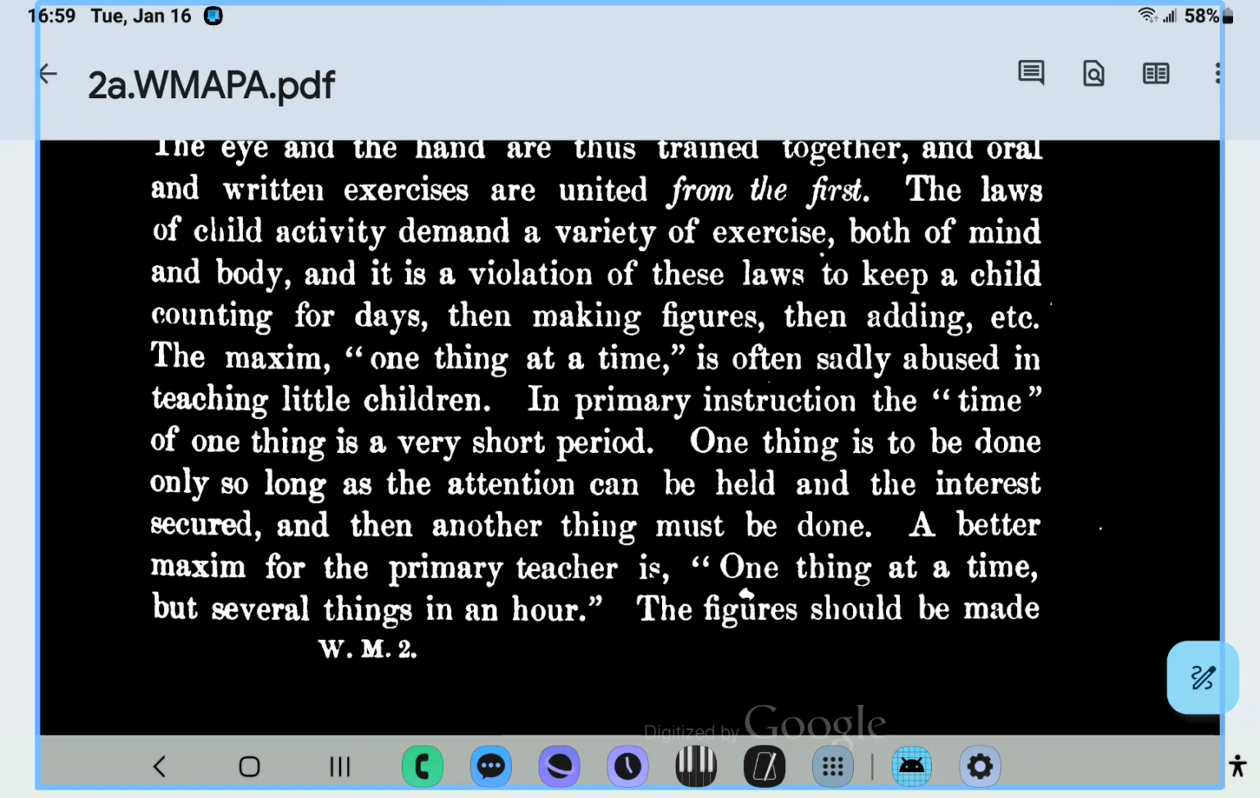The laws of child activity demand a variety of exercise, both of mind and body, and it is a violation of these laws to keep a child counting for days, then making figures, then adding, etc. The maxim, one thing at a time, is often sadly abused in teaching little children. In primary instruction, the time of one thing is a very short period. One thing is to be done only so long as the attention can be held and the interest secured, and then another thing must be done. A better maxim for the primary teacher is one thing at a time, but several things in an hour. The figures should be made.